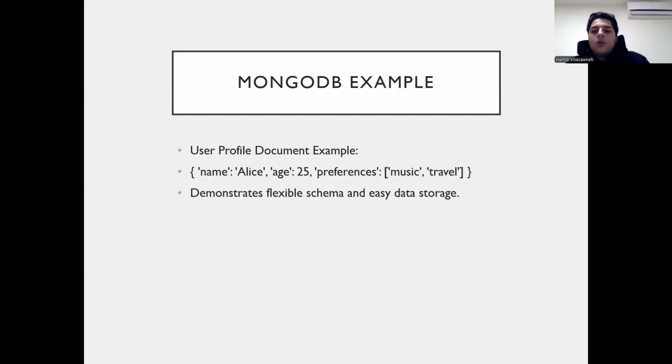Now, here is an example of the MongoDB code. Some common use cases for MongoDB include content management systems, to easily manage diverse content types. Secondly, real-time analytics, to process and analyze data as it comes in. And finally, e-commerce platforms, to store product catalogs with varying attributes.